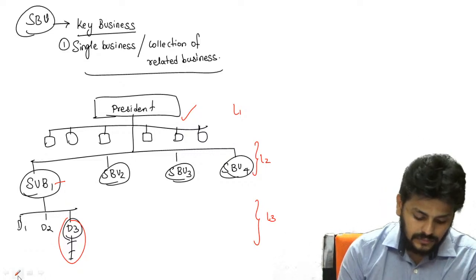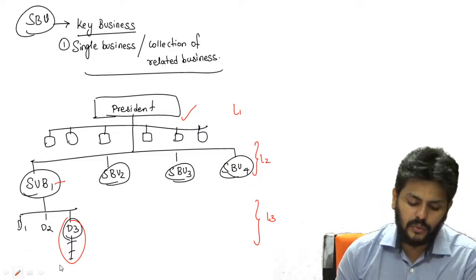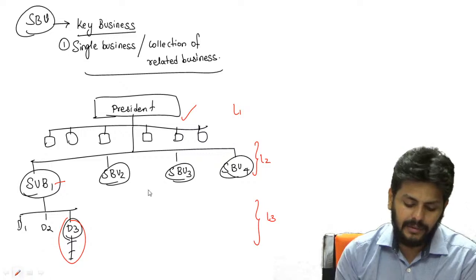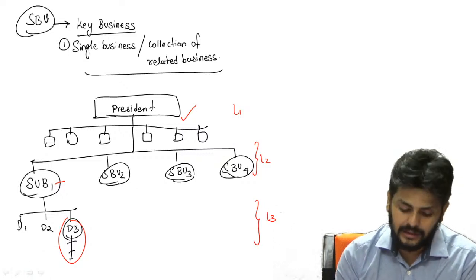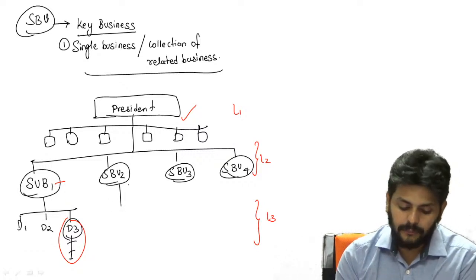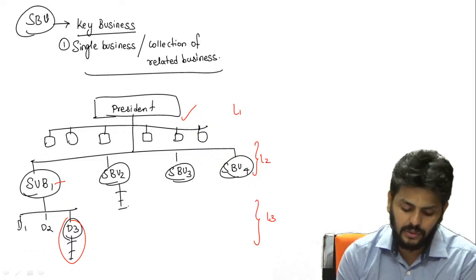Now, this is when SBU 1 is a collection of several businesses. Let's say SBU 2 is there, which is having no business under them. So straight it will be that only. Under them all divisions will be 1, 2, 3, 4.